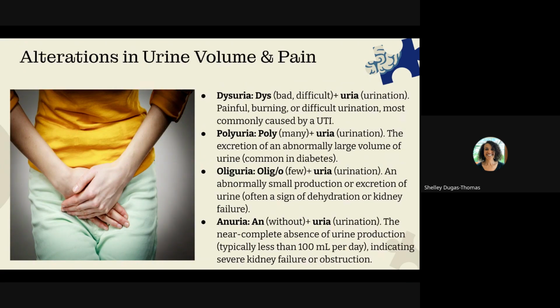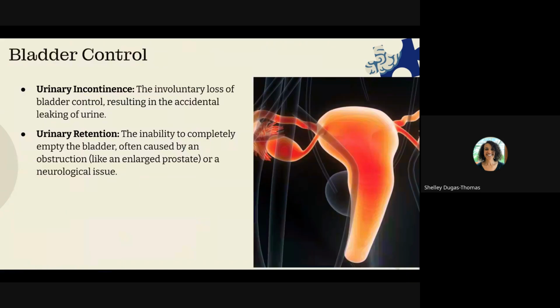So, urea family, let's compare these four critical clinical conditions. Dysuria is painful or difficult, plus urea, urination. Polyuria is poly, many and excessive, plus urination. Oliguria is olig, which is scanty or few, plus urea. Anuria is a or an, which is without or absence of, plus urea. Just make a clinical note here, anuria is an absolute medical emergency indicating full shutdown or major substructural blockage of the urinary tract.